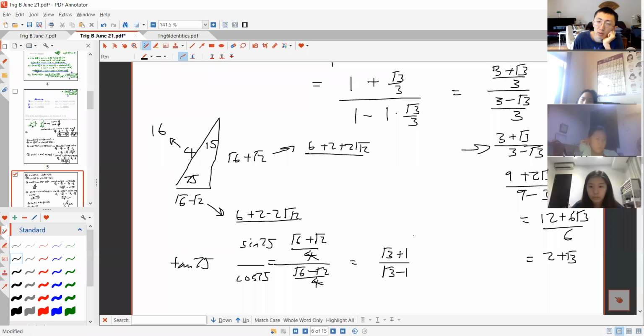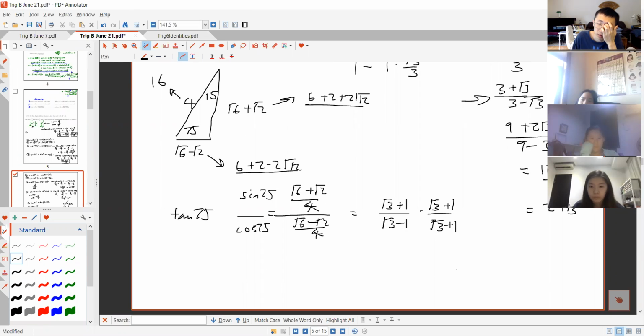I could have canceled out a root 3 from above. So then you can just rationalize again, and you'll get the same thing. This is 4 plus 2 root 3 over 2, which is 2 plus root 3. Yeah, you can get it in multiple ways.